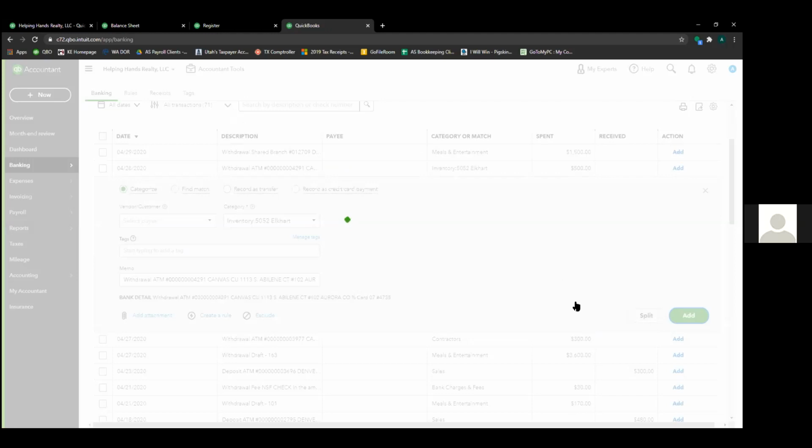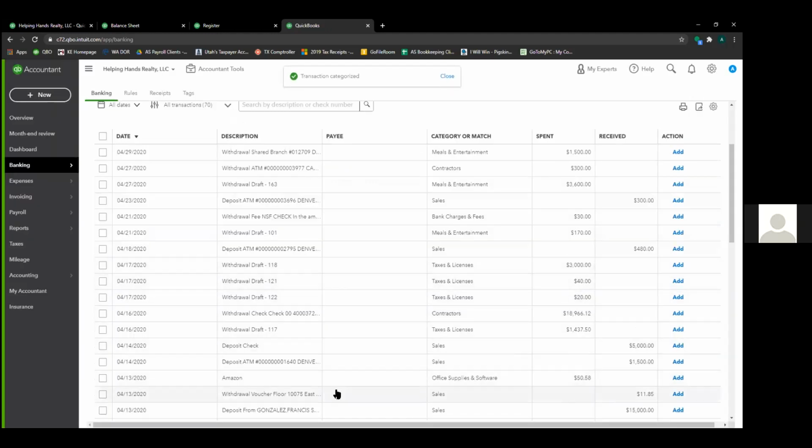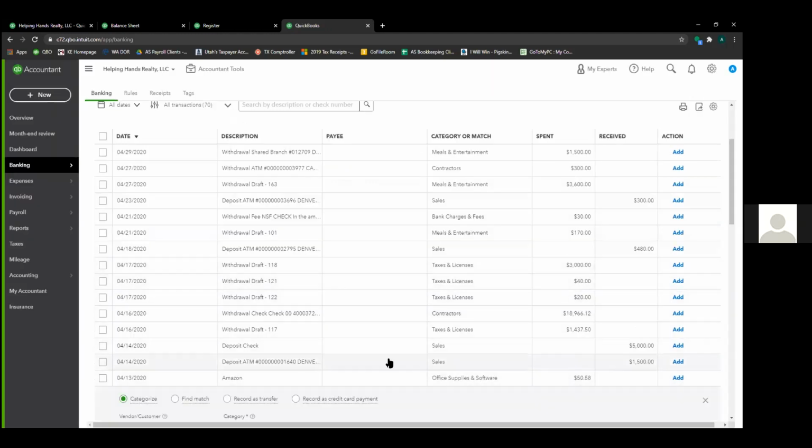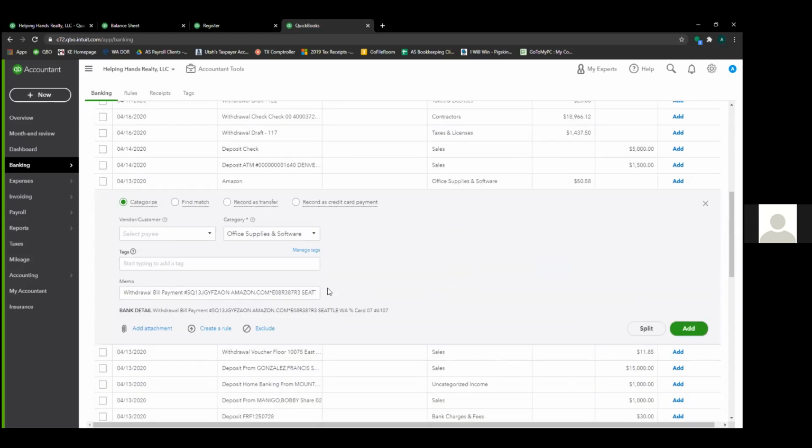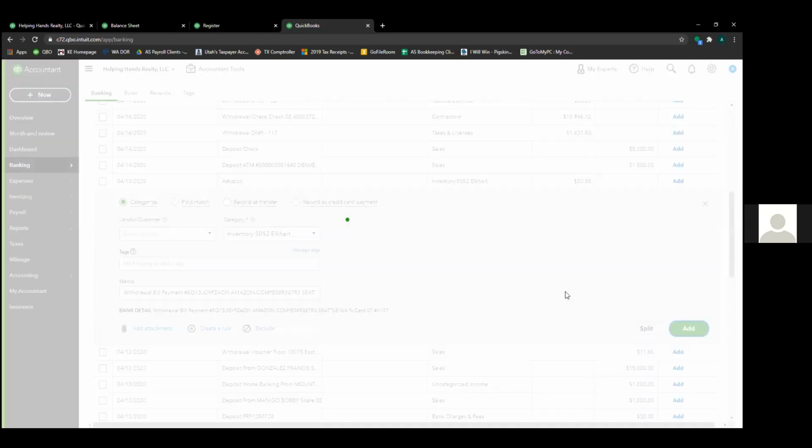Save that one. Let's find one on here that's kind of an overhead expense, possibly like Amazon for $50. Was this related to a specific property? Do you know? Those were for the handles for Elkhart. Okay, so this one will go to the Elkhart property. Boom.